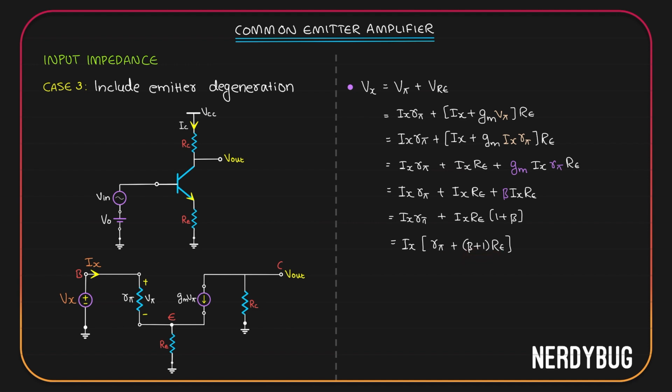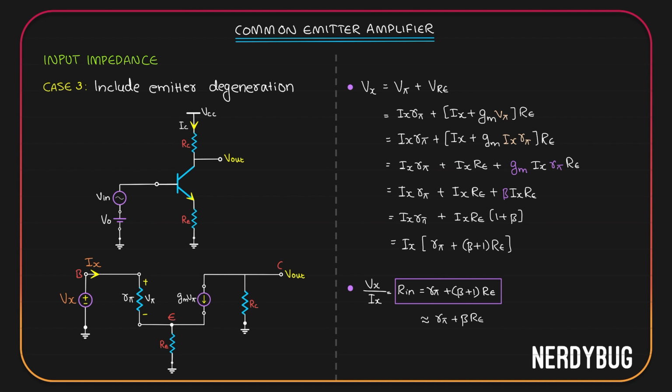What we have to find out is Vx by Ix, because Vx by Ix is our input impedance. From the equation over here, we can write Vx by Ix is R pi plus (beta plus 1) Re. Let's put this in a box. We know beta is supposed to be a large value. So beta plus 1 will be approximately equal to beta itself. So we can say input impedance is approximately R pi plus beta Re.